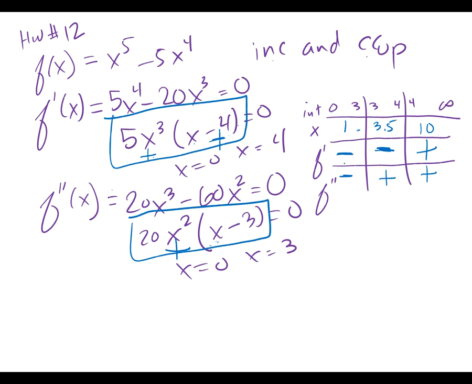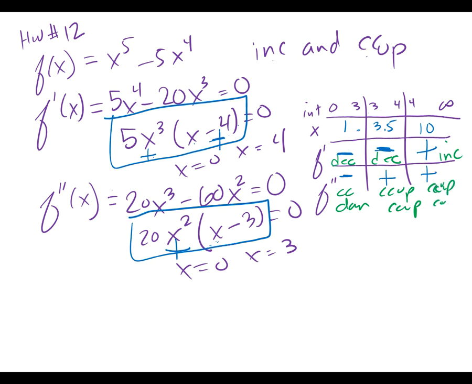I'm getting there, okay? And then we just plug in numbers. In my first derivative, I know that if I'm negative, I am decreasing. If I'm positive, I am increasing. In the second derivative, if I'm negative, I am concave down. If I'm positive, I am concave up, like a cup.